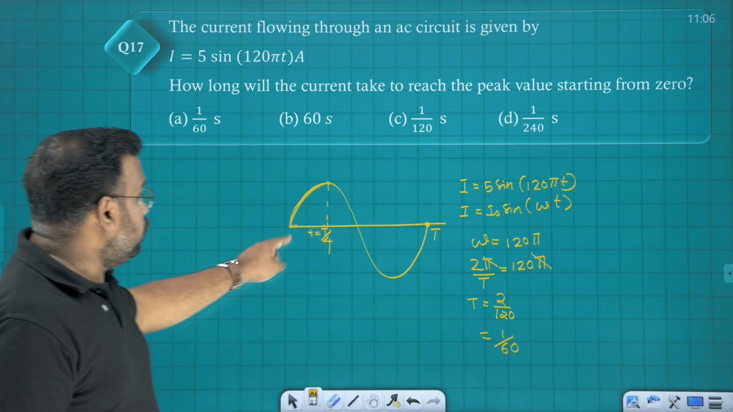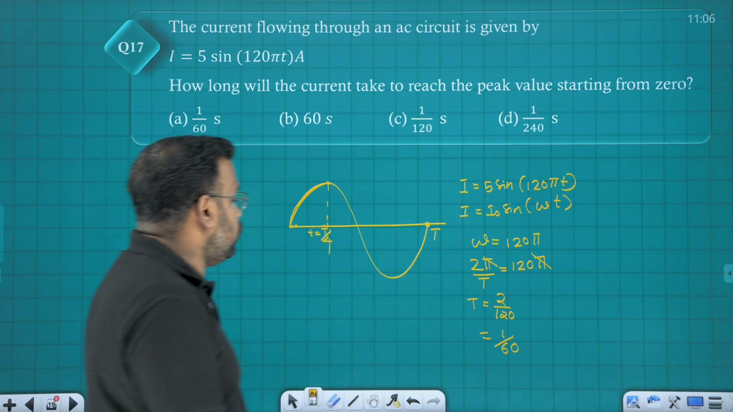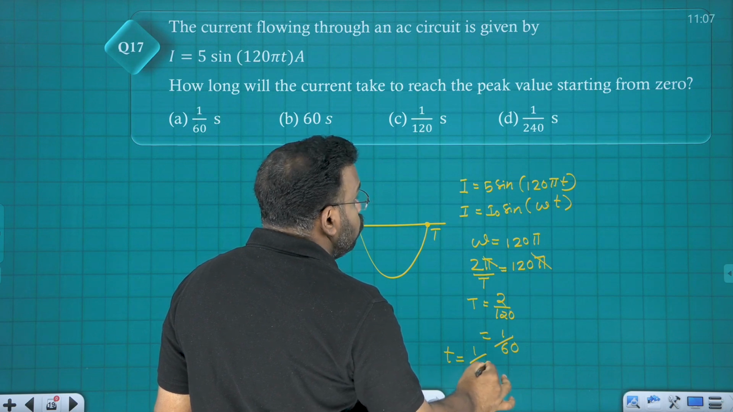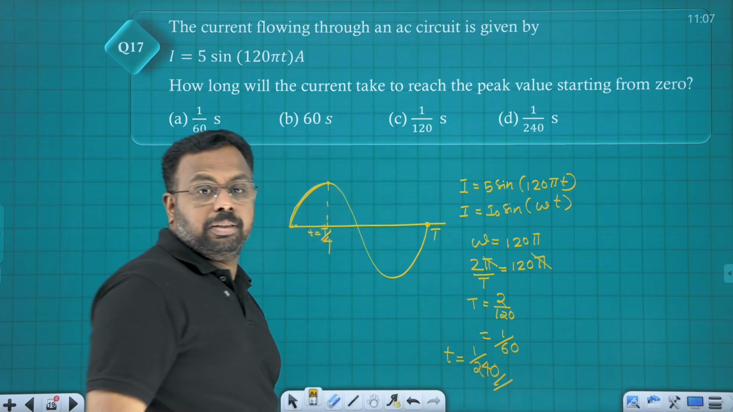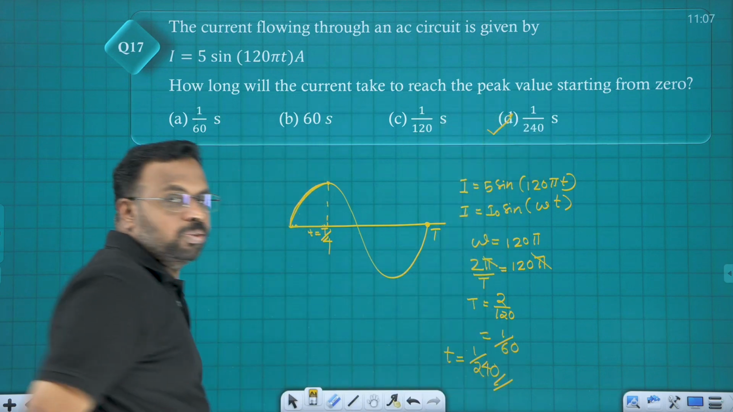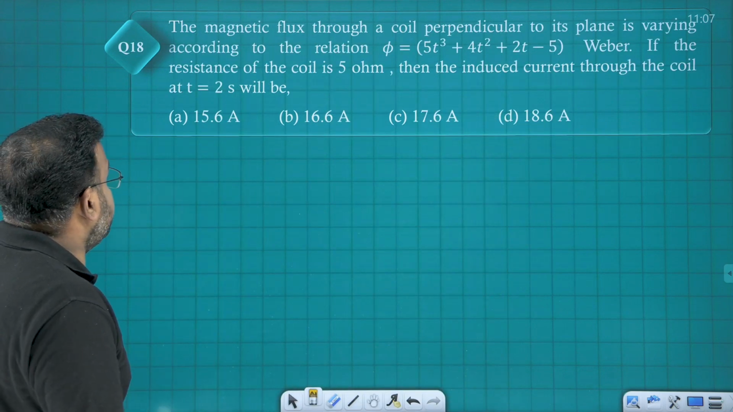So, time taken to reach peak value from here will be this by 4. So, 1 by 60 by 4 is 1 by 240. So, t is equal to 1 by 240 seconds. This is the answer, 1 by 240. Option D is the right answer for this question. Clear? Next, number 18.